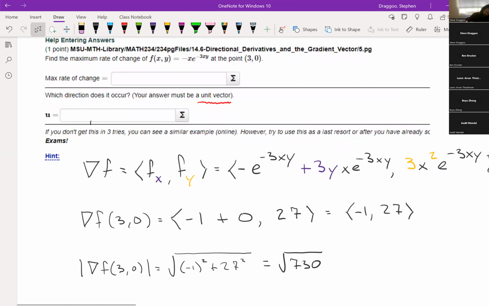So the maximum rate of change is that magnitude. So it's the square root of 730. And then the direction it occurs in is the unit vector. And that unit vector is the vector we already got, negative 1, 27, divided by the magnitude, so divided by square root 730. And those are our two components, splitting up our gradient into its two pieces, the magnitude and the direction.